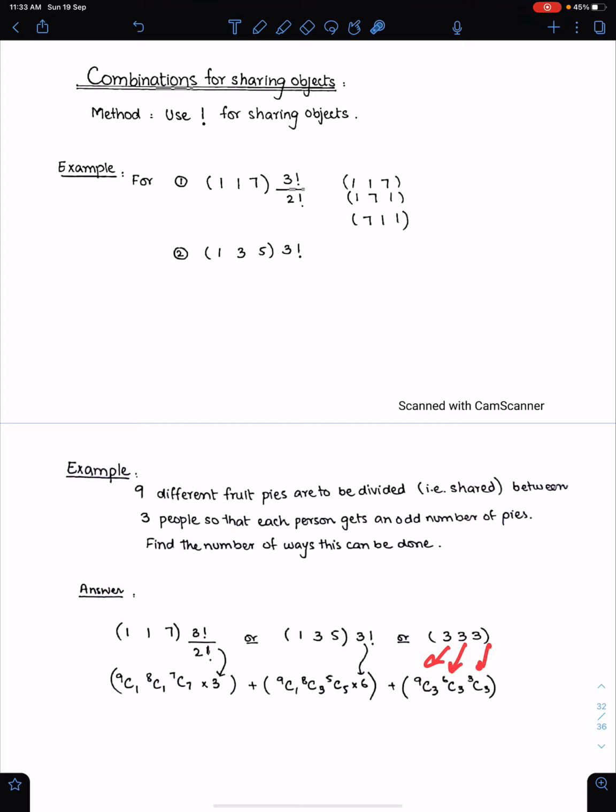9C3, 6C3, 3C3. You don't need to multiply this with anything. 3 factorial over 3 factorial is the same. You can leave this as it is. When all are the same, there is just one way.